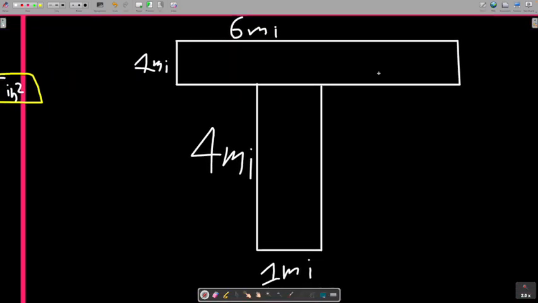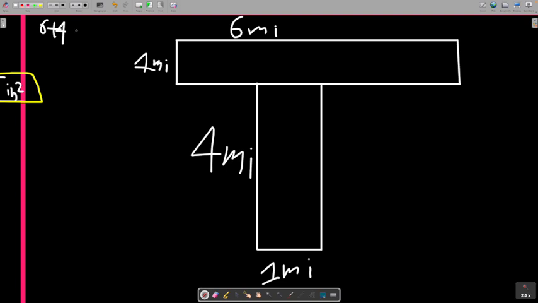Next is this. Now we have two rectangles. It's like the letter T basically. So we have 6 times 1, which is 6, and then we have 4 times 1 is 4. So we're gonna have 6 plus 4, which is equal to 10. 10, and then the unit is miles. So we're gonna have 10 miles squared, or 10 square miles.